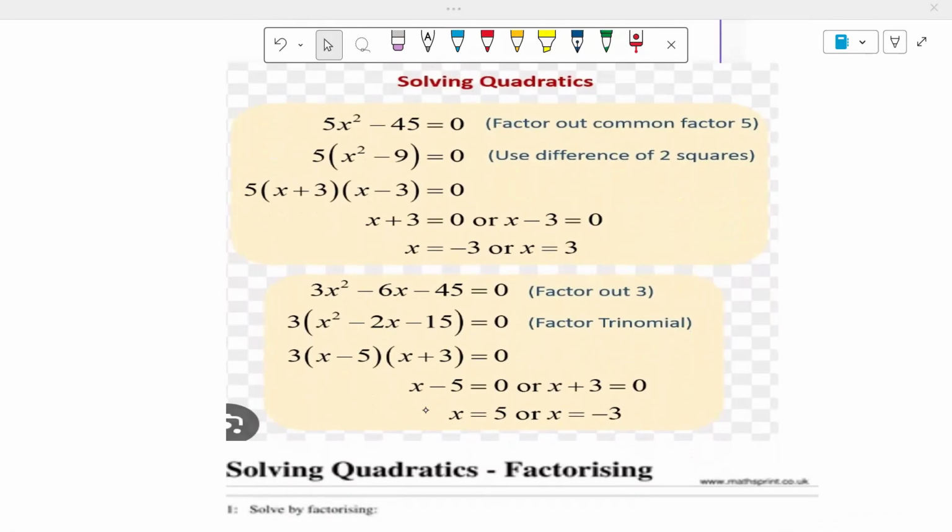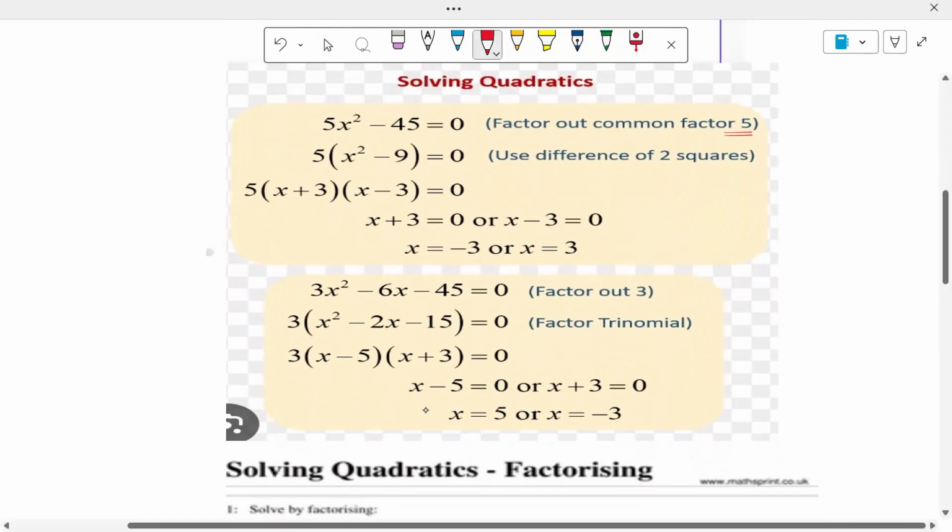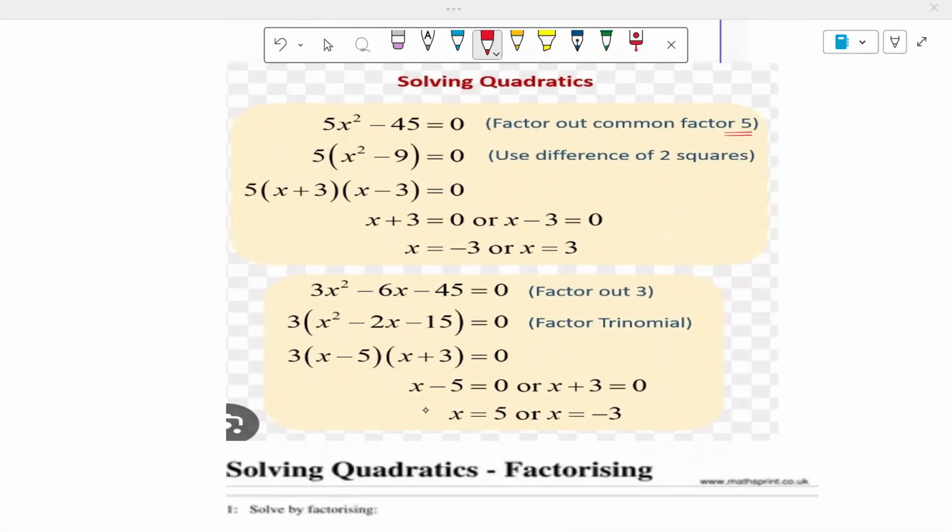Here is the question 5x squared minus 45 equal to 0. The very first thing, if you remember in factors, we have to check out the GCF, the greatest common factor. So that should be the first step. If we check, 5x squared minus 45 has 5 in common. So once we take 5 common, it becomes x squared minus 9 equal to 0.